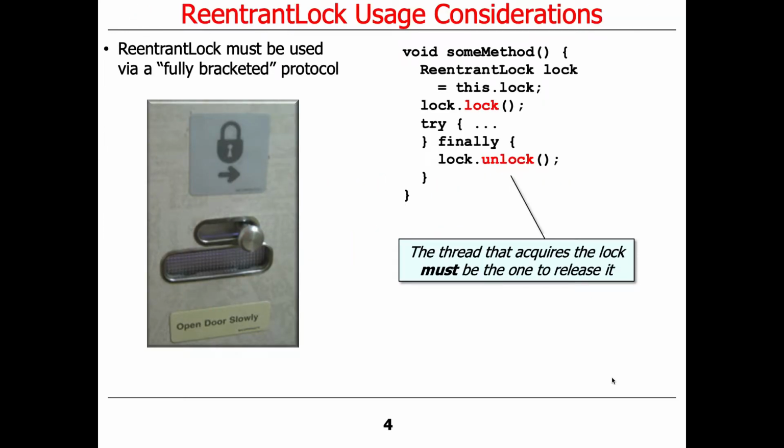So the first thing to remember, as we've talked about multiple times at this point, is you've got to make sure your reentrant locks are fully bracketed. So the thread that acquires a lock must be the one to release it. If that doesn't happen, then either you've forgotten to unlock a lock or you've unlocked somebody else's lock. Both of those are bad things.